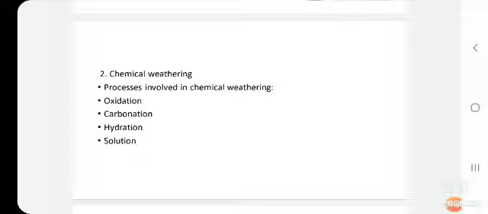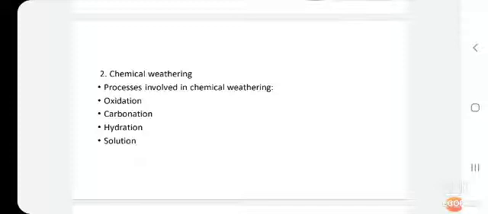Mechanical or physical weathering has temperature and moisture as its agents, whereas chemical weathering has water, oxygen, carbon, and various organic acids as its agents. So these are the differences between mechanical weathering and chemical weathering. Children, you need to just go through this lesson once, read once, and when the notes are sent to you, you will understand it very clearly.